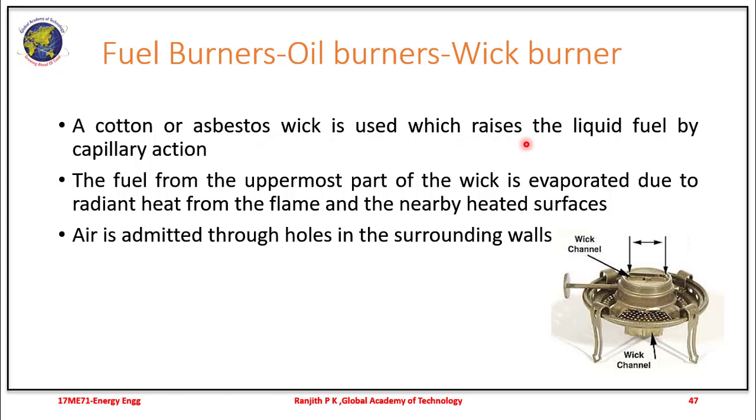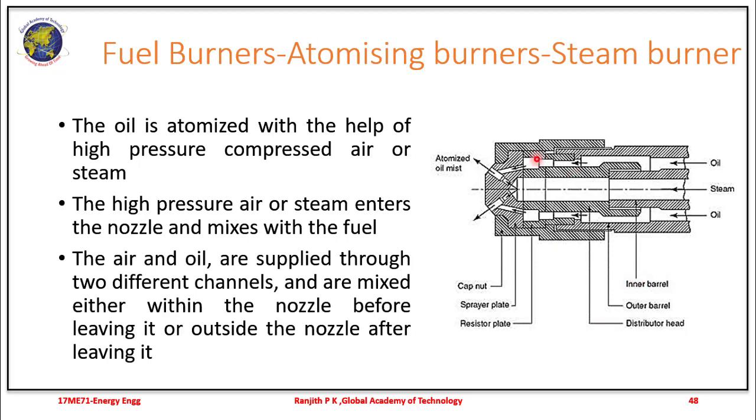In case of a wick burner, there is a cotton or an asbestos wick that raises the liquid by the capillary action. This is analogous to the use of age-old lanterns which were used in the earlier days. And there is air that is admitted through the holes in the surrounding walls, and this aids combustion.